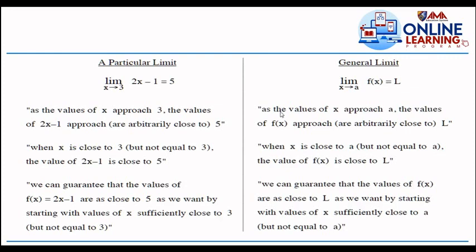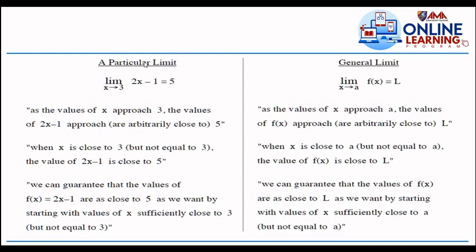Okay? So here, as the values of x approach a, the values of the function of x approach L arbitrarily closely. When x is close to a but not equal to a, the value of the function of x is close to L. We can guarantee that the values of the function of x are as close to L as we want by starting with values of x sufficiently close to a but not equal to a. So this is our general limit formula.